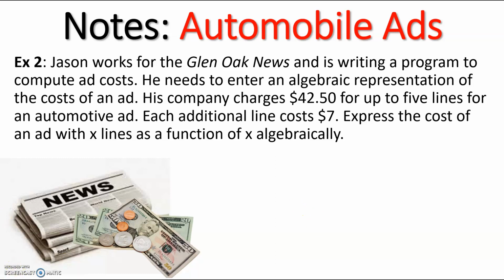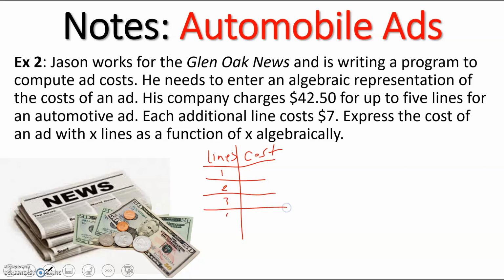All right, we're going to start this very similarly to the previous one. Okay, so we're going to make our T table, and we're going to put lines, and then we're going to put the cost. The best way to create an algebraic function is really to look at patterns. So in the case of Jason's company, Glen Oak News, we know that lines 1, 2, 3, 4, and 5 all have the exact same cost, right? $42.50. So regardless of the number we choose, for lines 1 through 5, the cost remains the same.